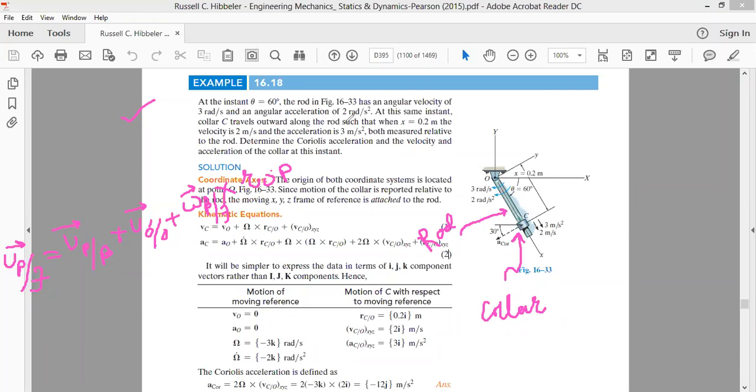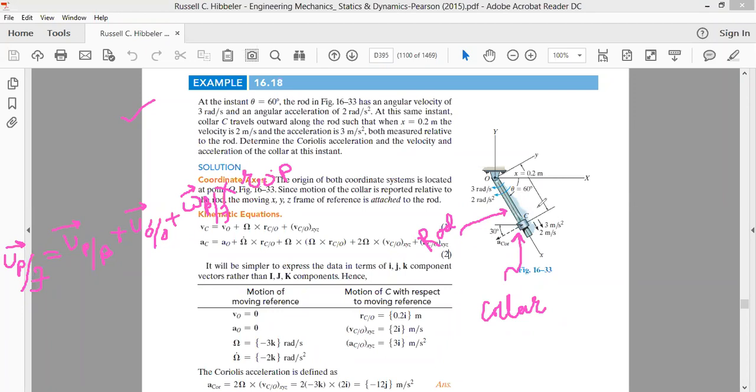3 radian per second and 2 radian per second square are the magnitudes of angular velocity and angular acceleration respectively. What will be the direction of angular velocity and angular acceleration? That we will be obtaining with the help of the right hand screw rule, okay.